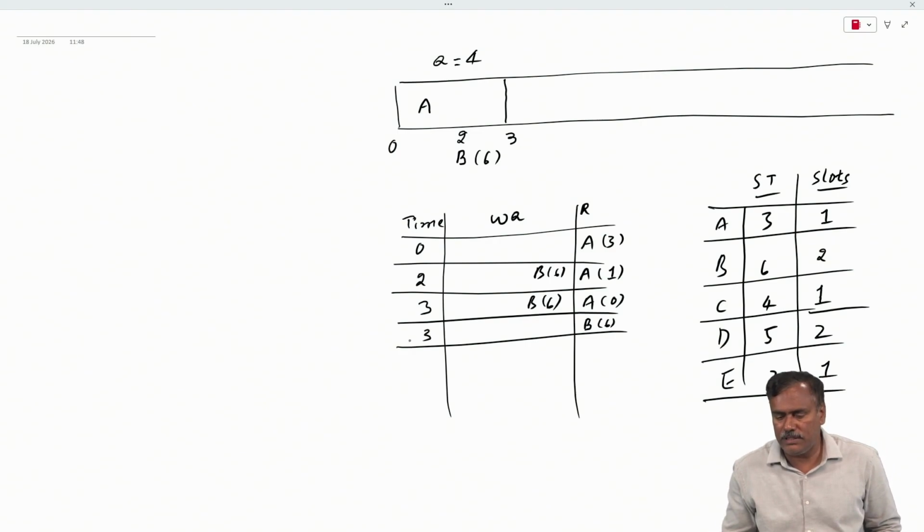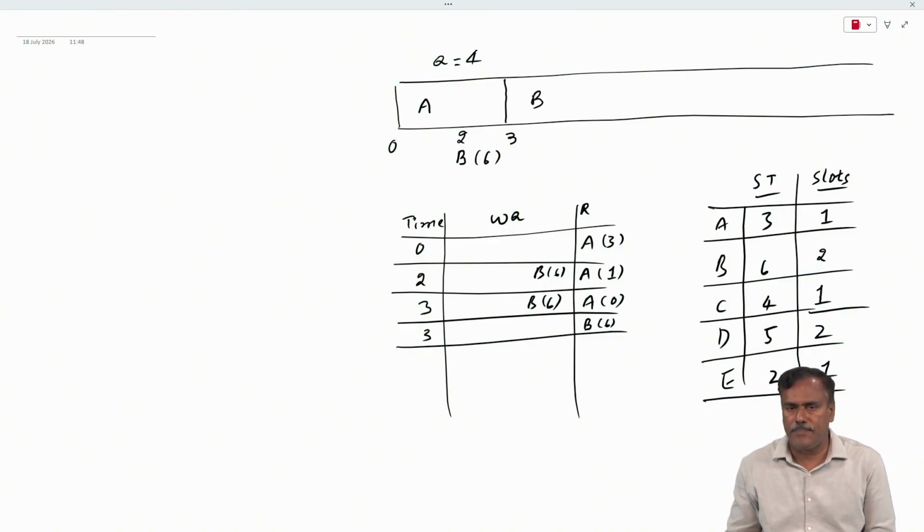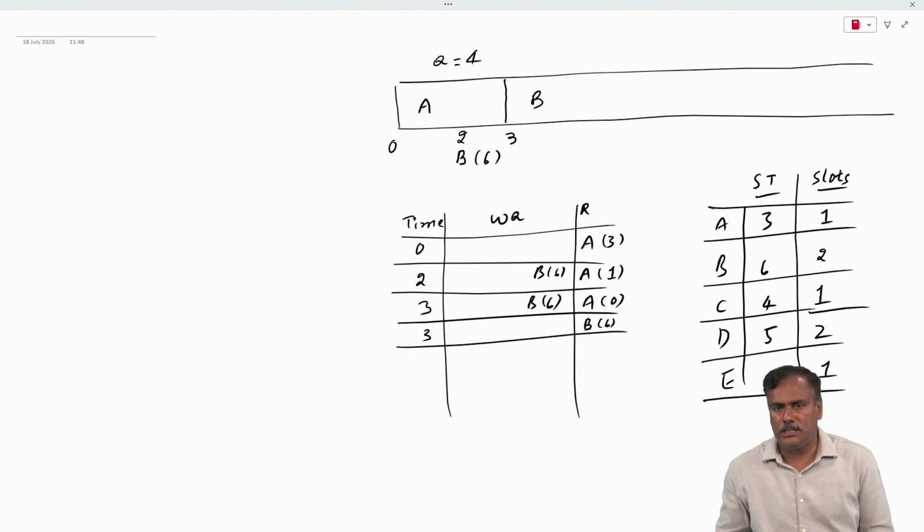You know that the service time needed by this process B is 6 units of time. So at the third interval of time, we have started the execution of process B, and in 2 slots it is going to get executed. So this is the first slot. You have been given the slice time as 4. So from 3 to 4, that same process is going to continue in spite of other jobs entering in.